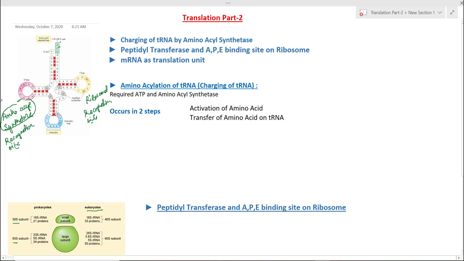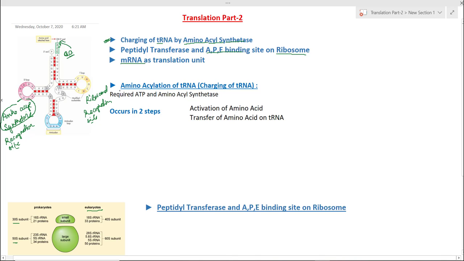This is the hydroxyl group of tRNA, and here we need to attach the amino acid for the charging of tRNA required for the process of translation. So in the first topic we will discuss the charging of tRNA by amino acid synthetase. It's a very important enzyme. This enzyme, the tRNA, peptidyl transferase on the ribosome, these sites, the ribosome and the mRNA, all are part of the translation machinery required for the process of translation.